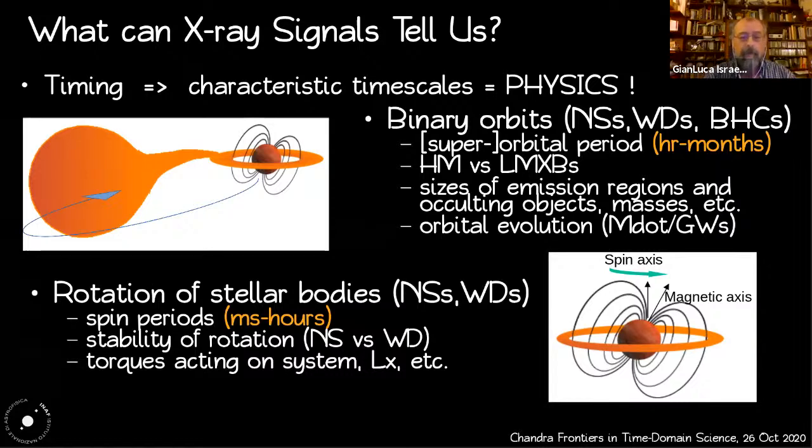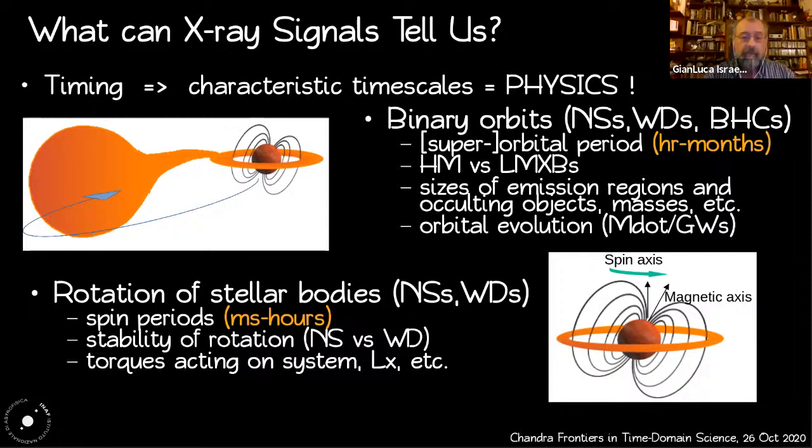Similar reasoning also applies in the case of spin periods, because spin periods, of course, of neutron stars and white dwarfs, allow you to sort out the nature of a compact object, neutron star versus white dwarf, and so on.